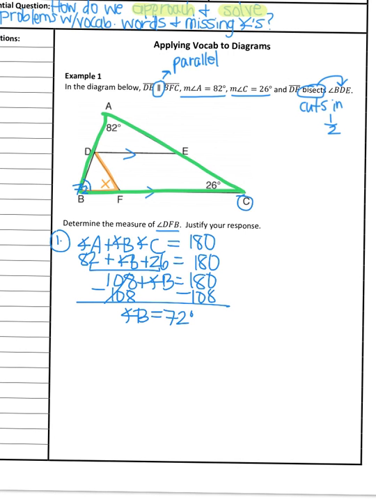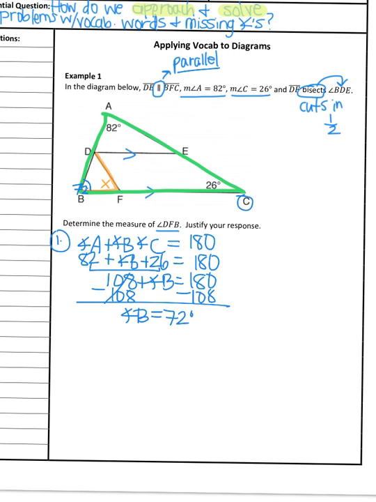So now what I need to look at, after I see that there are no more triangles where I know 2 out of the 3 angles, is this idea of being parallel, of having these parallel lines. So if I've got parallel lines, then I'm going to need to look for some kind of angles that can help me fill in some other angles.